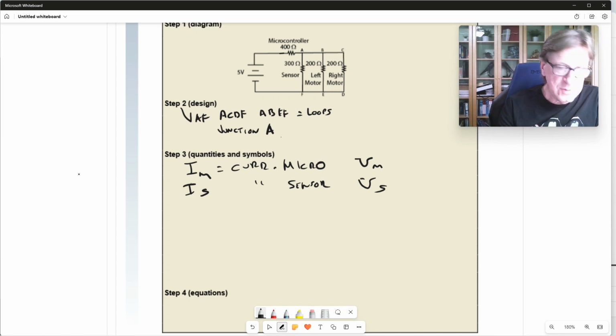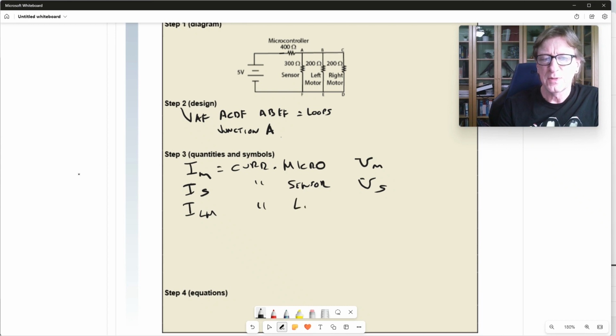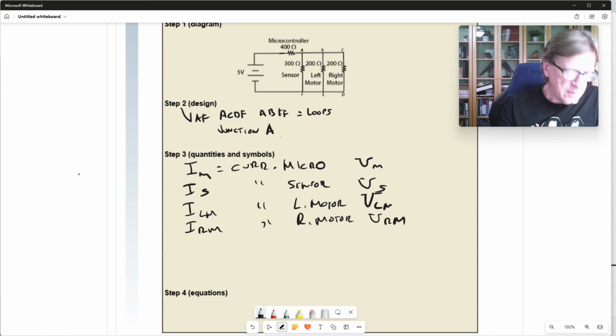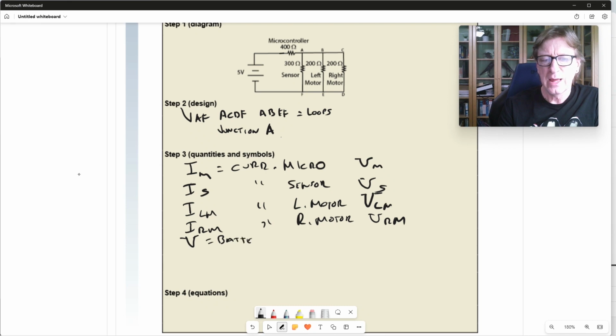And then I'm also going to have the left motor and the right motor. So we'll say ILM. This will be the left motor. And of course, I have a voltage, VLM. And then I'm going to have an I for the right motor. We'll call that voltage VRM. The battery voltage, I'm just going to call V. So anywhere where I have V, just plain V with no subscript, we're talking about that 5-volt battery there.